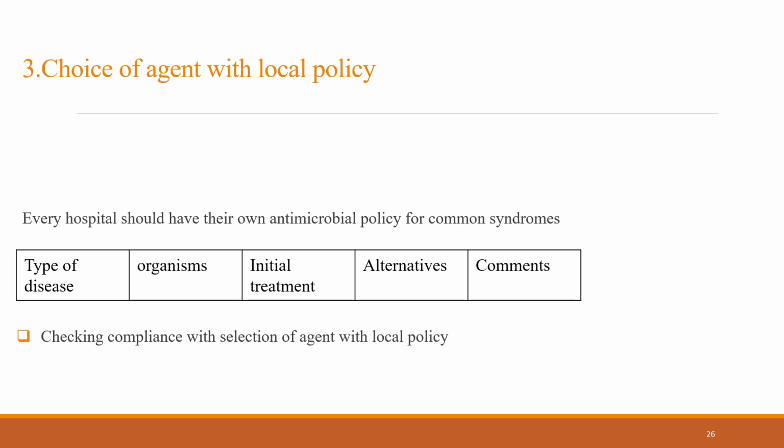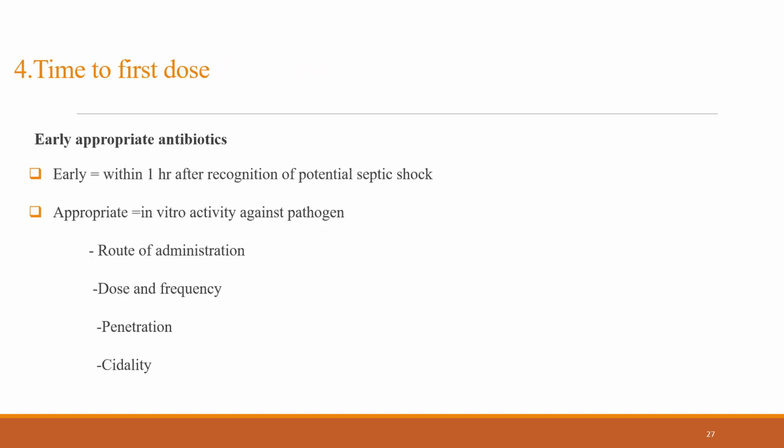Every hospital will have its own antibiotic policy for common syndromes. It depends upon the type of disease, organisms, initial treatment, alternatives, and comments. Checking compliance with the selection of agents against the local antibiotic policy is required. What is the timing of the first dose? Early appropriate antibiotics should begin within 1 hour after recognition of potential septic shock. Appropriate in vitro activity against pathogens should be considered, and route of administration, dose and frequency, and penetration should be considered.